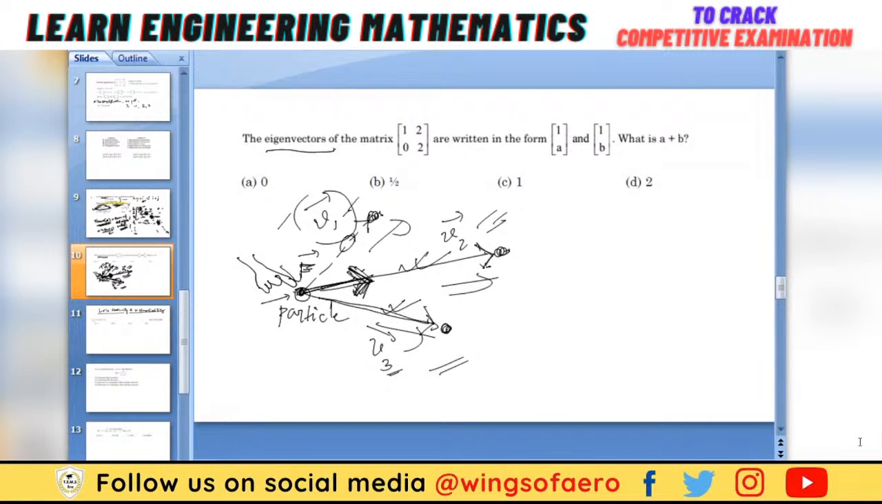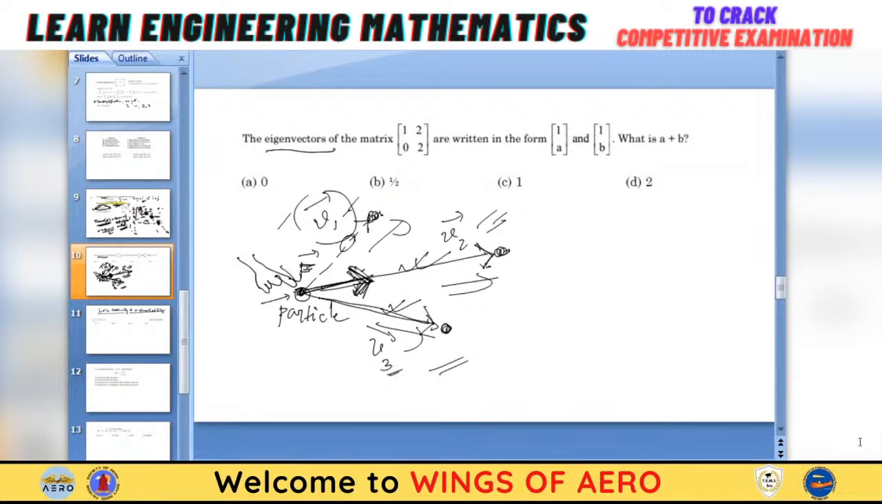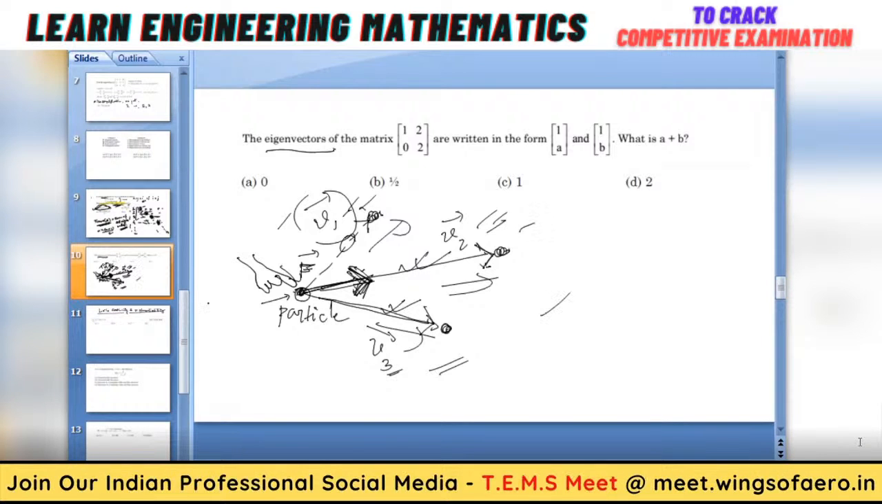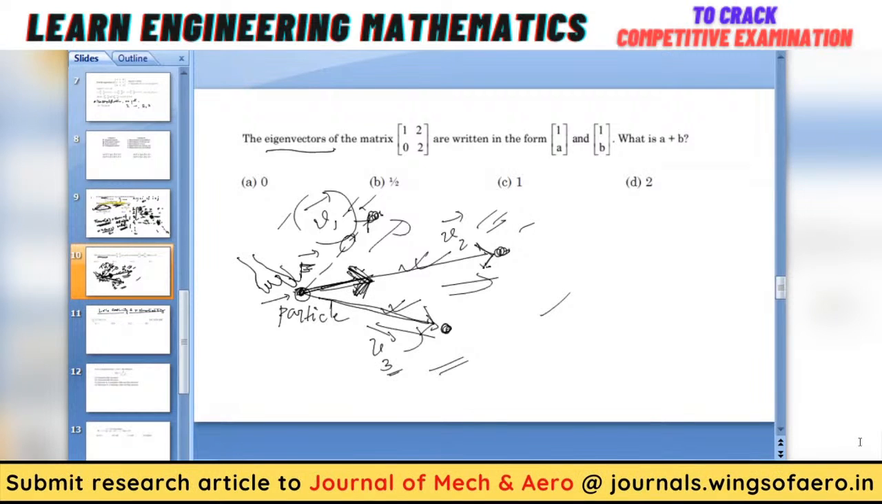Remember, if after applying the force the resultant vector does not change direction from the previous one, then it is called an eigenvector. Then which of these three will be called the eigenvector? V2. Anybody else?